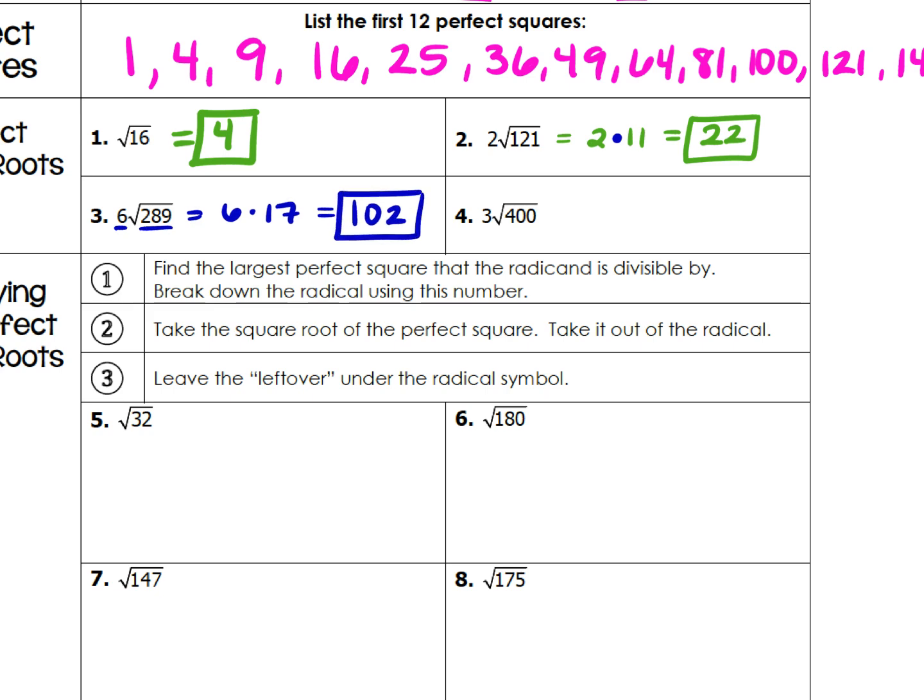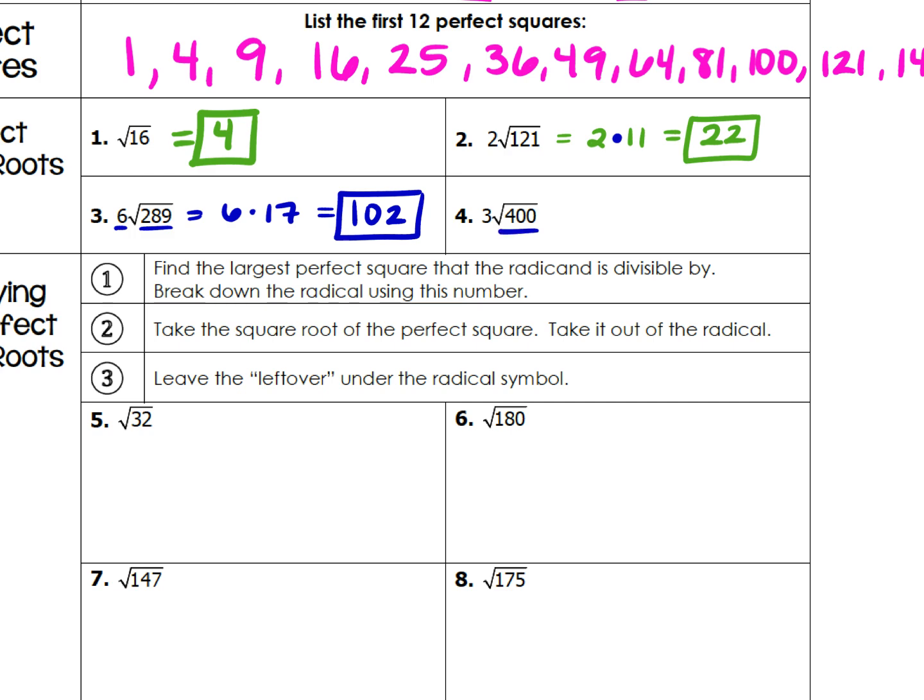And again, your calculator will do that for you. Just type in 6 times 17 once you figure out that the square root of 289 is 17. Yes. Could it just do 6 rad 289? Yes. When it's a perfect square, you could just plug it in like that. When it's not a perfect square, you won't be able to. But yes, on a perfect square, you can.